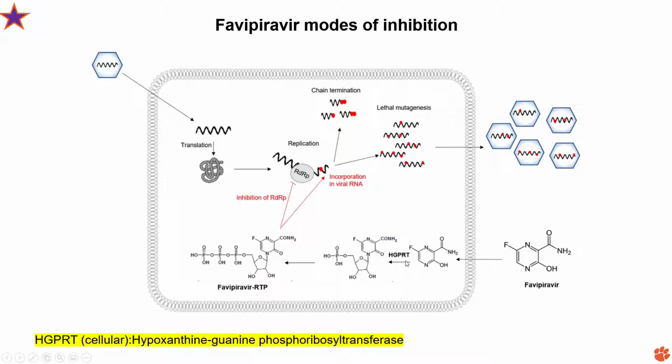And now in the cell, HGPRT adds the phosphate and then makes the triphosphate with the other enzymes, which can be incorporated, and chain termination or lethal mutation can happen. So this is what you need to remember. It's a big name, but it is HGPRT, the hypoxanthine guanine phosphoribosyl transferase. This is the cellular enzyme that puts that phosphate on the favipiravir. All you need is that mode of inhibition, but the question can be asked: which cellular enzyme can convert the prodrug to the phosphorylated form?